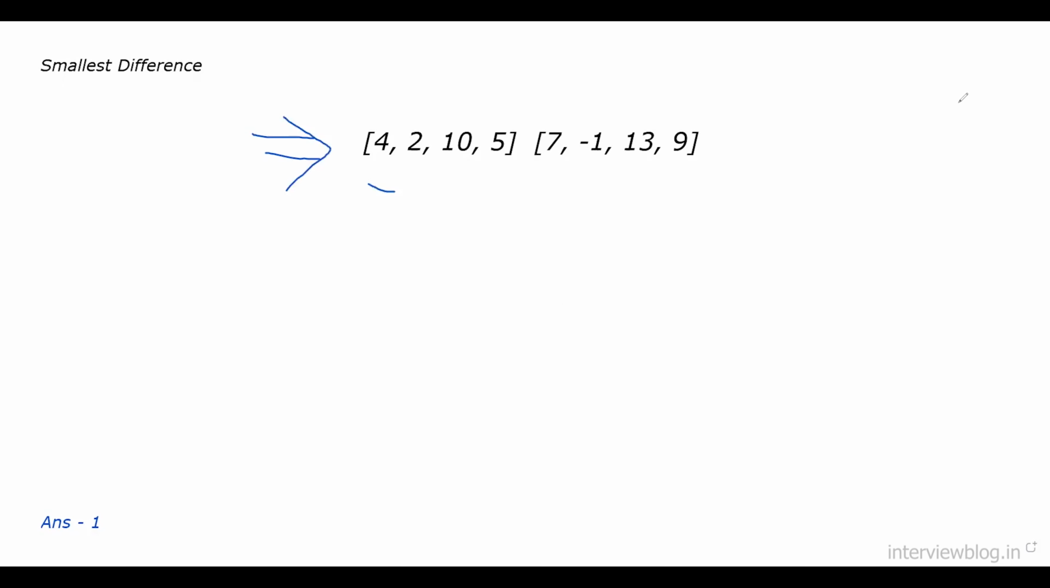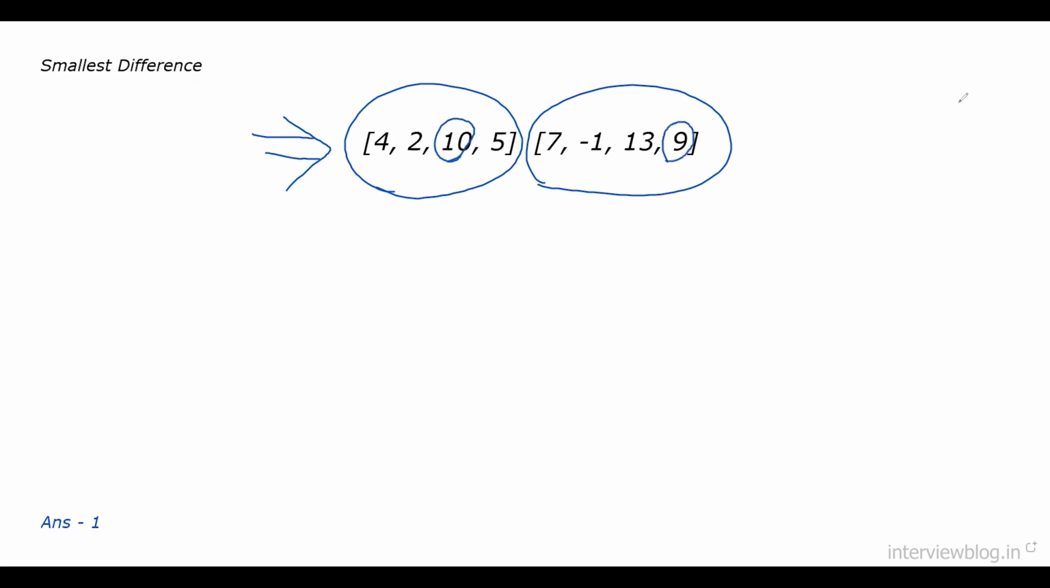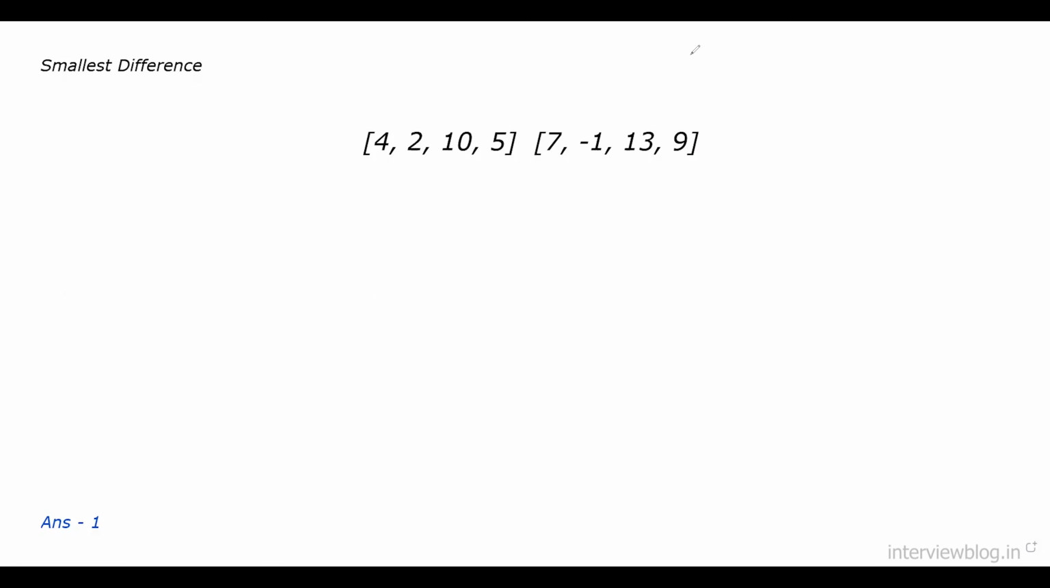So in this example, we are given two arrays and we need to select one number from each array. So from the first array, I'll be selecting the number 10. And from the second array, I'll be selecting the number 9, such that the difference between these two numbers is minimum, that is 1. So my straightforward solution or my naive solution to solve this problem would be finding all the pairs of numbers that are possible using the given input array and finding their smallest absolute difference.